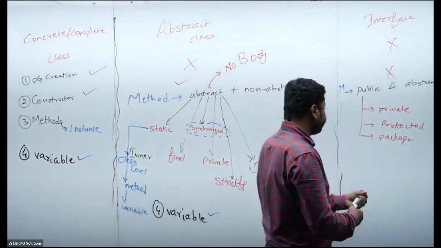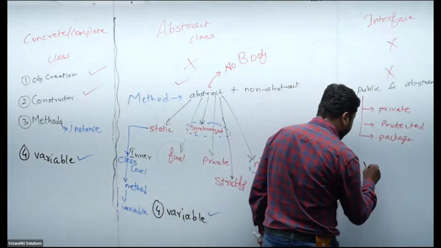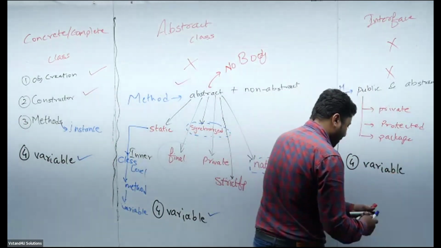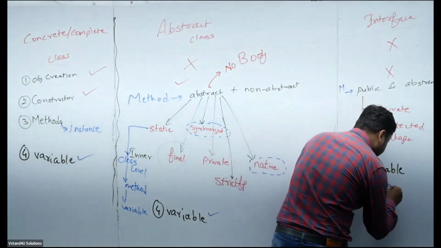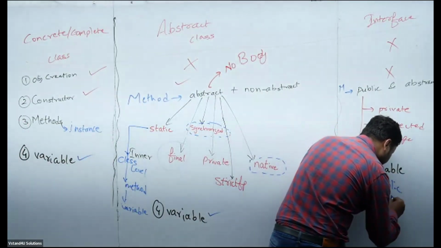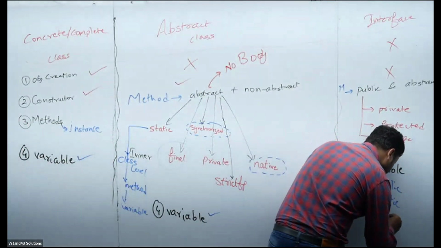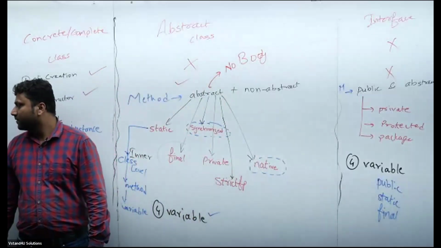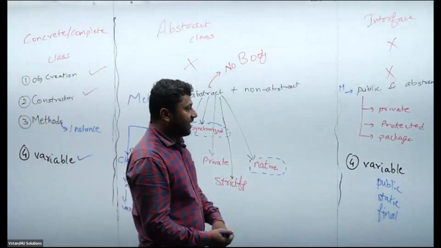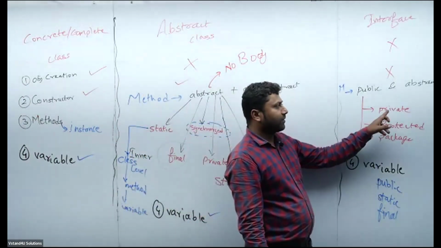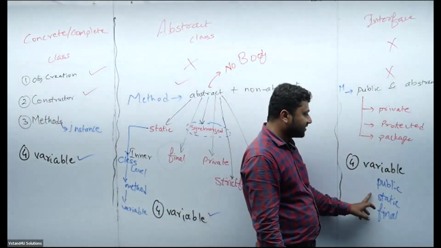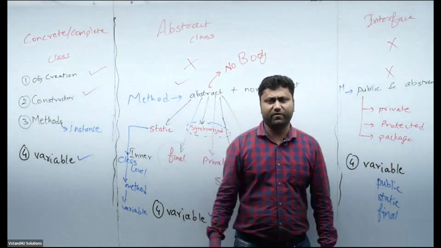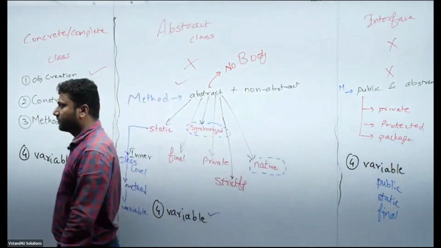But in an interface, if a variable is written, by default it is always public, static, and I hope you remember, final. Perfect. If a variable is marked as public, it cannot be marked as private, protected, or package. If it is marked as static, an instance variable cannot be there. If it is marked as final, reassignment of the variable value cannot be done. Agree?